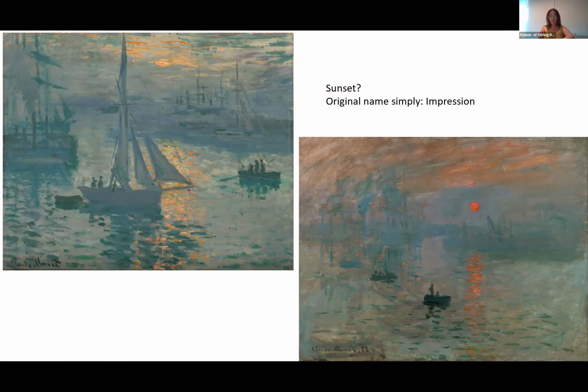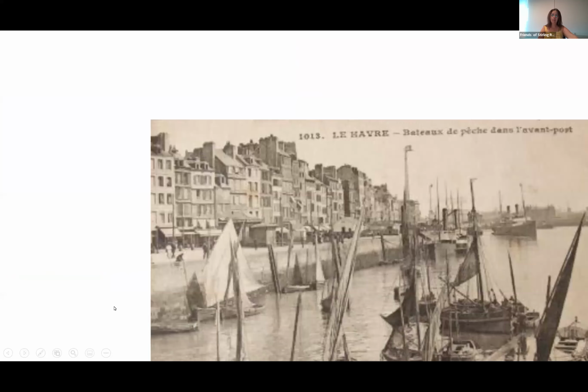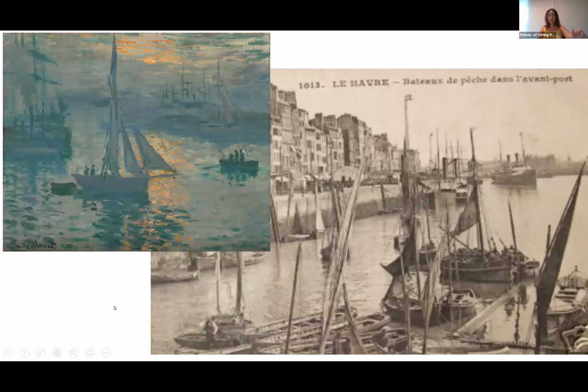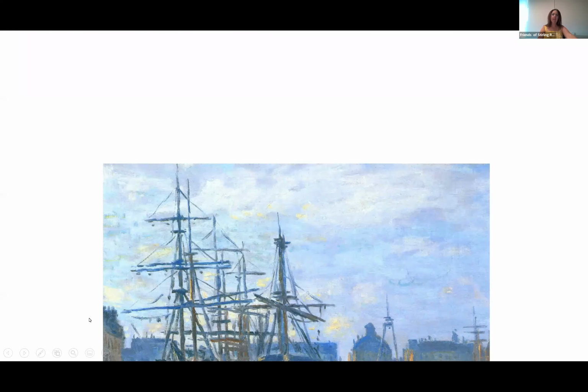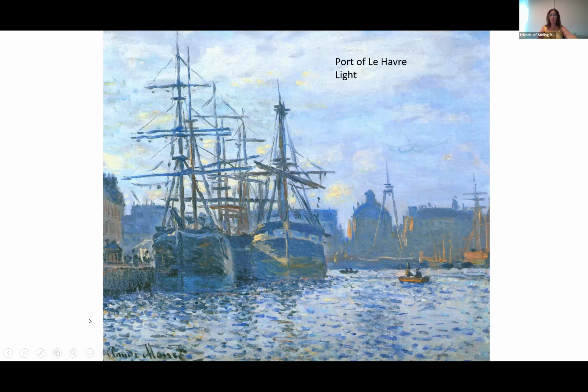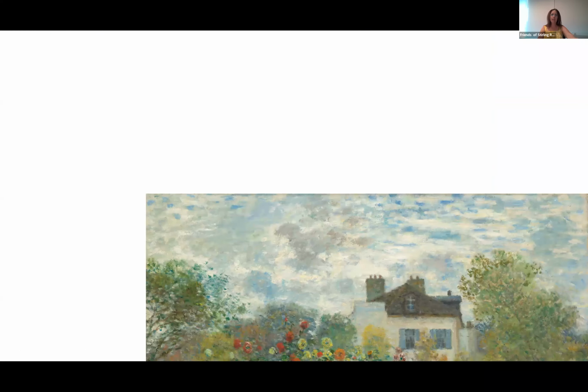But it has been accepted by every art history book or anywhere you see that the painting on the right is the one that was criticized by Leroy. This is what we see by Monet. He painted what he saw. Like this one as well of the port of Le Havre, the same port where we see the beautiful light.